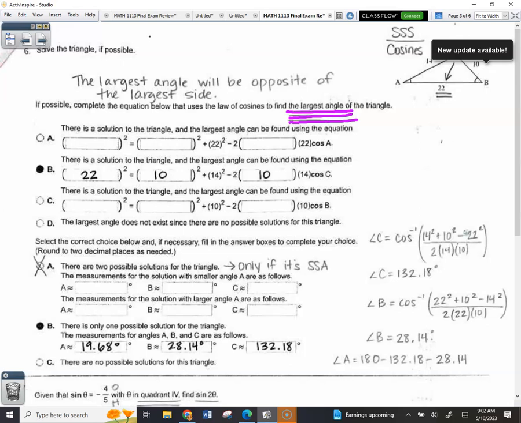Well, the largest angle of the triangle is going to be opposite of the largest side. So they're saying find, in this case, side C. C is the largest side, which was your clue over here. If you notice, this was A, C, B. If you recall from Law of Cosines, the side you're finding corresponds with the angle at the end of it. So that's a way to make the connection to which answer choice.